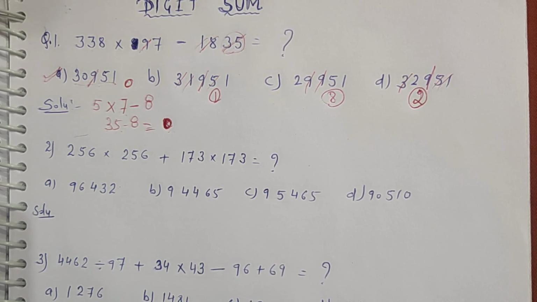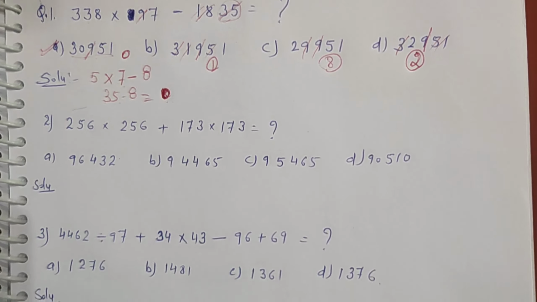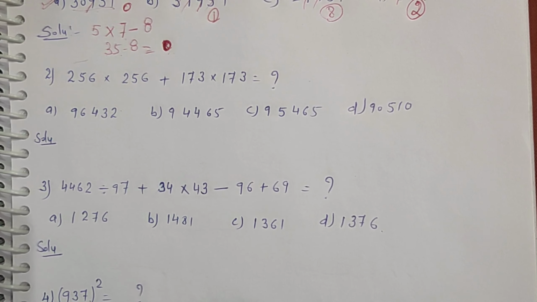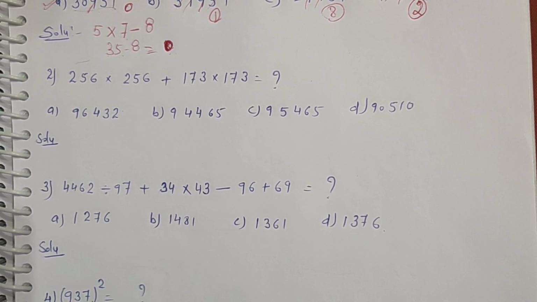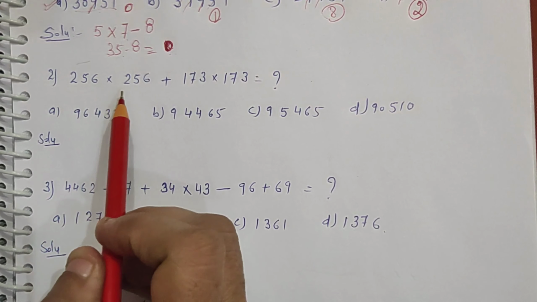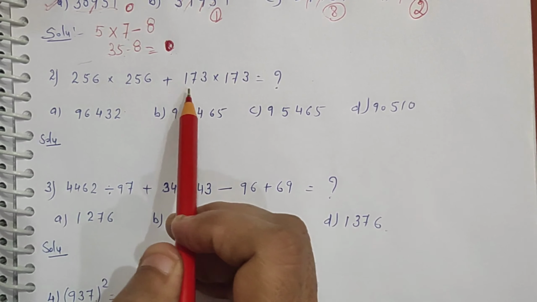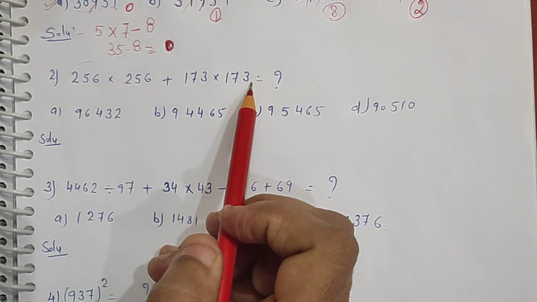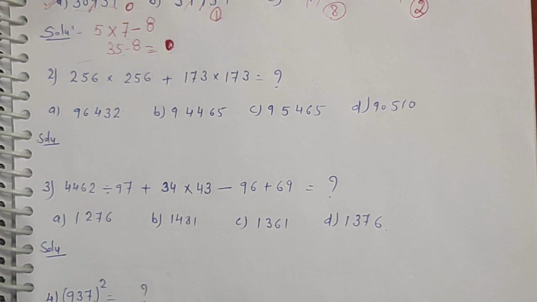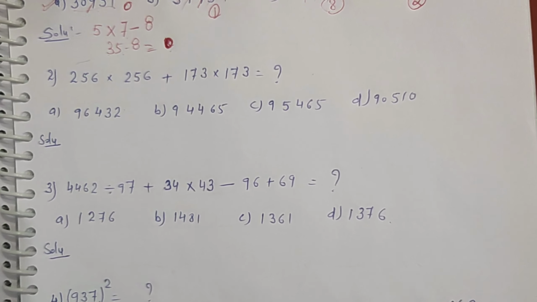You can see that in the second question there is multiplication. So again it will take a long time for me to solve this question. 256 into 256, quite a big figure, plus 173 into 173 is equal to what? So let us start by using the digit sum. How will we be doing this?